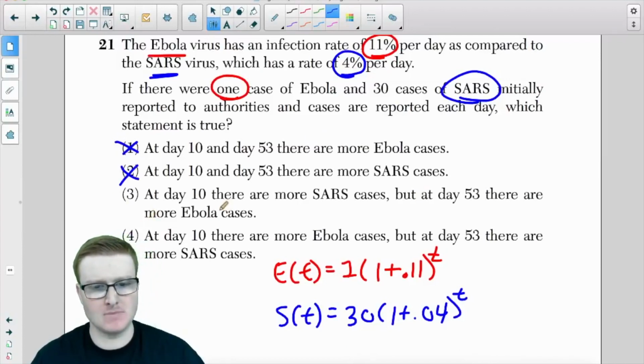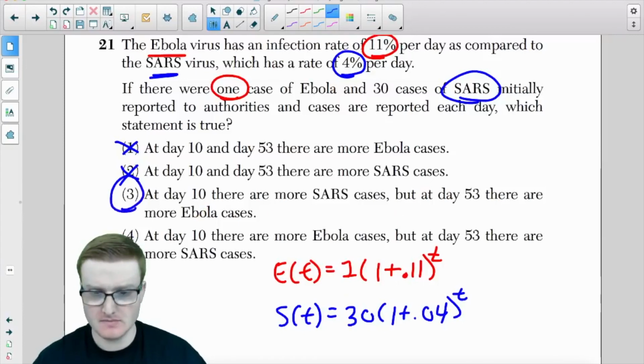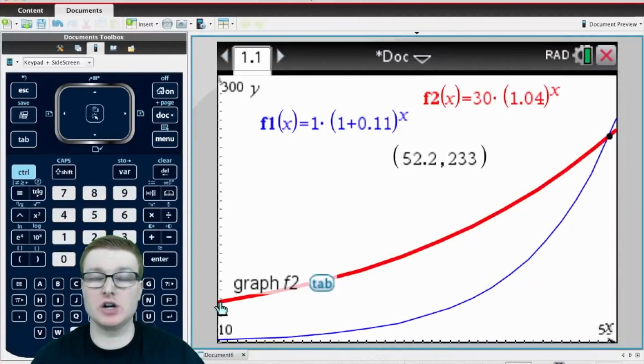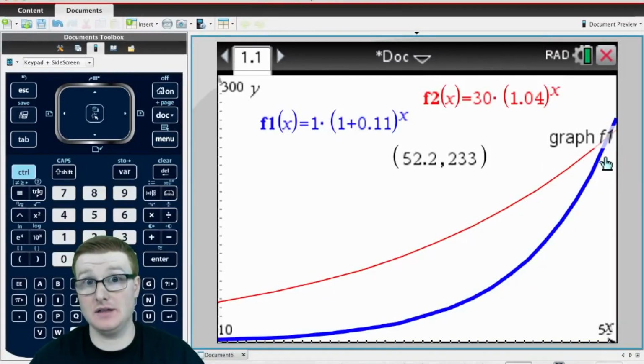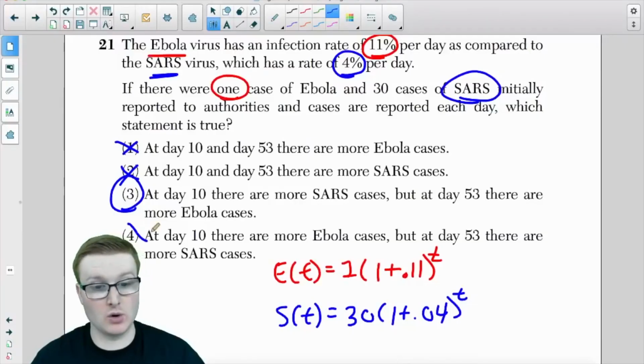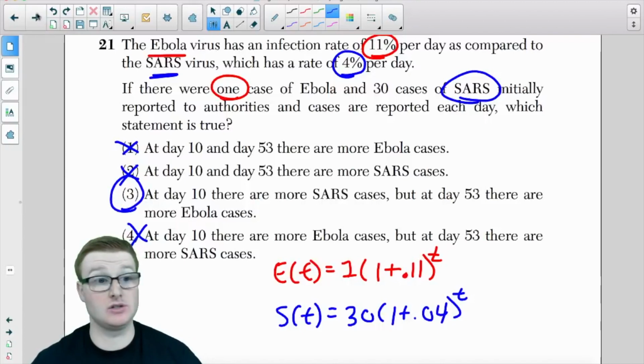At day 10, there are more SARS cases, but at day 53, there are more Ebola cases. Oh, yeah. Absolutely true. There are more SARS viruses at day 10, and there are more Ebola viruses at day 53. So that is true. Choice 4 is just the reverse of choice 3. Makes no sense. All right. Choice 3 is your answer.